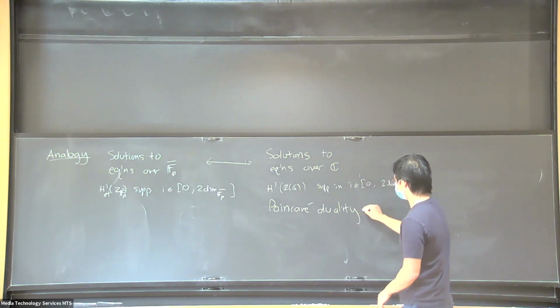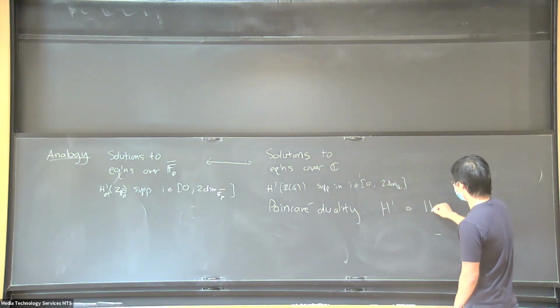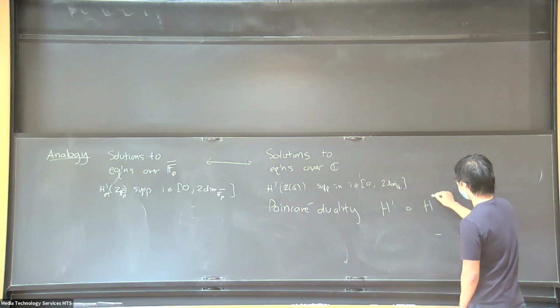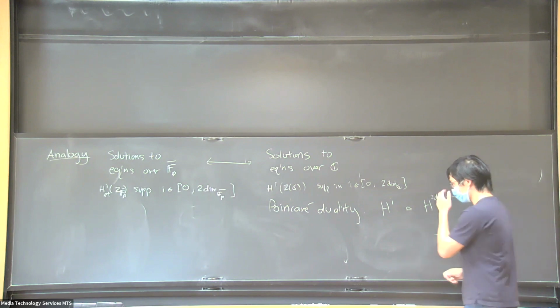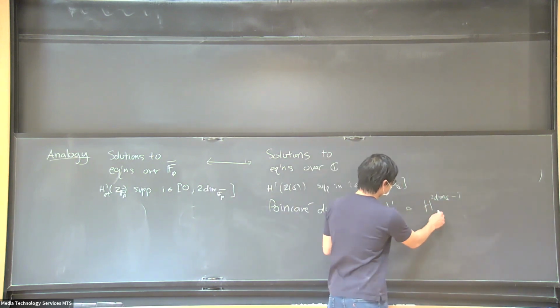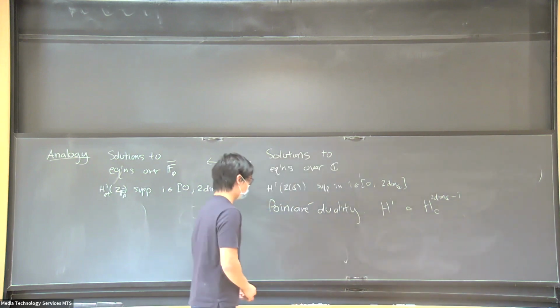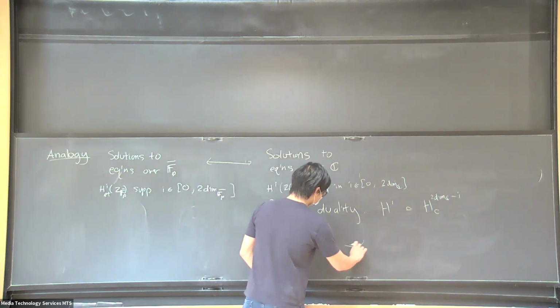Which says that H^i is dual to H^(d-i), where d is the complex dimension. I assume these are compact, or maybe generally need to be compactly supported here. But the way this plays out in our example is that we have some space like this.